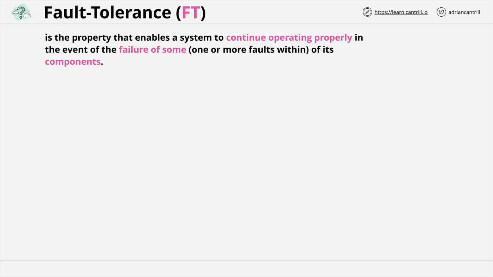Fault tolerance means that if a system has faults, and this could be one fault or multiple faults, then it should continue to operate properly even while those faults are present and being fixed. It means it has to continue operating through a failure without impacting customers.